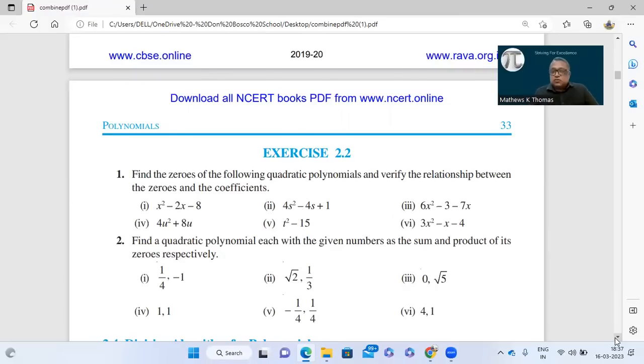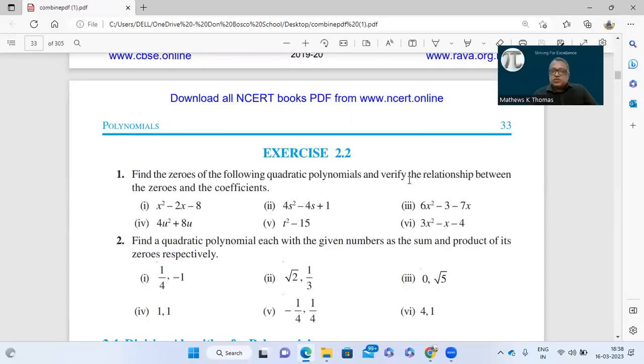So in this exercise 2.2, this is important here. All these questions you need to practice how to split the middle term. Here, this part 5 is important, t square minus 15. So this is in the form of a square minus b square. 15 can be written as root 15 whole square. So you'll split it into a plus b, a minus b, find out the zeros.